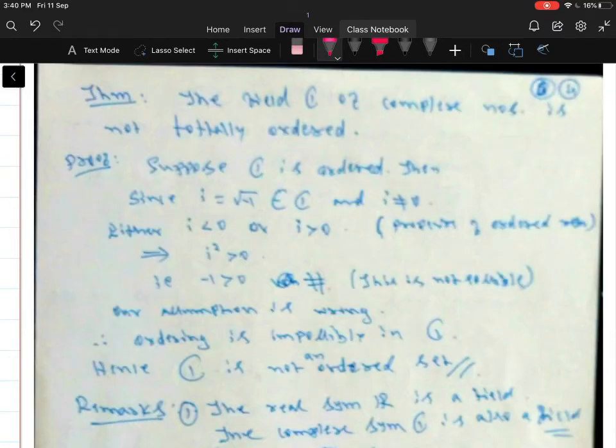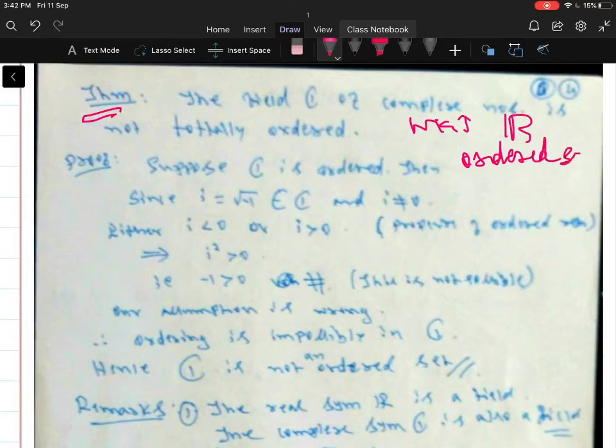The field C of complex numbers is not a totally ordered set. Before moving to this theorem, we know that the real system R is an ordered set because any two real numbers are comparable. We can compare any two real numbers. It is possible. For example, 1 is less than 2 or 2 is greater than 1. But let us see whether the complex number system is an ordered set or not. Otherwise, are two complex numbers comparable or not? Let us see in this theorem.